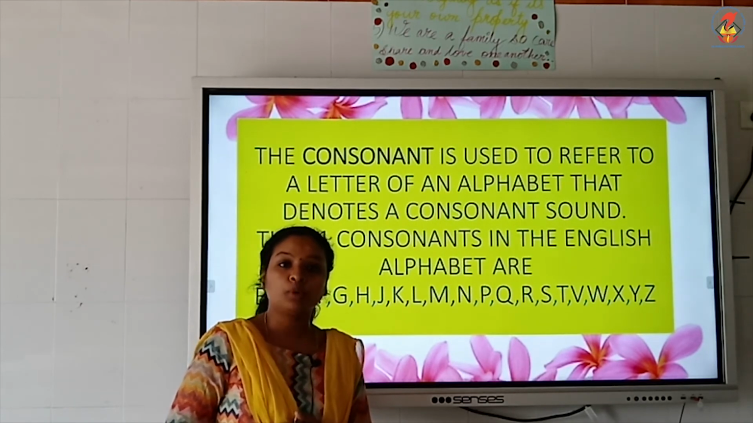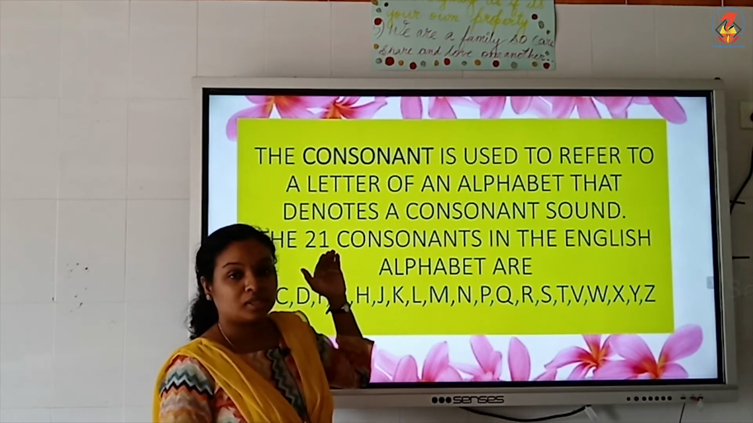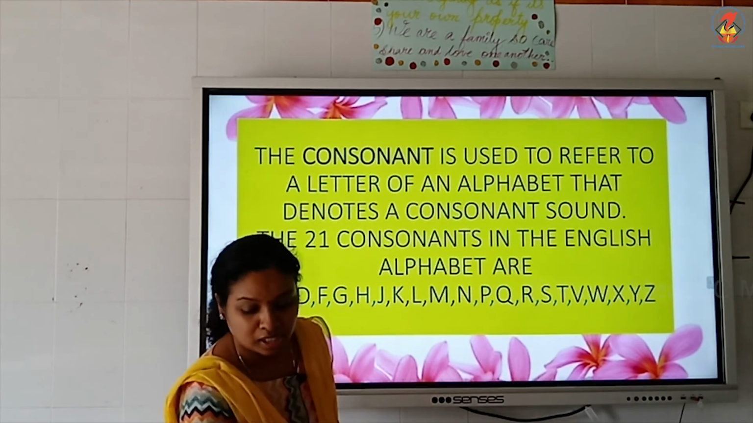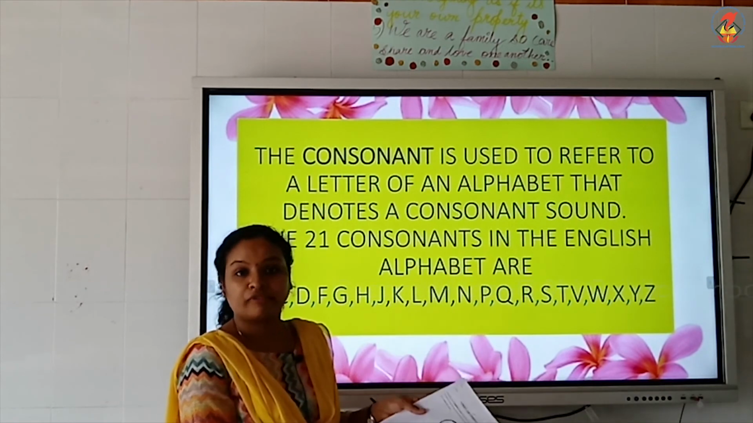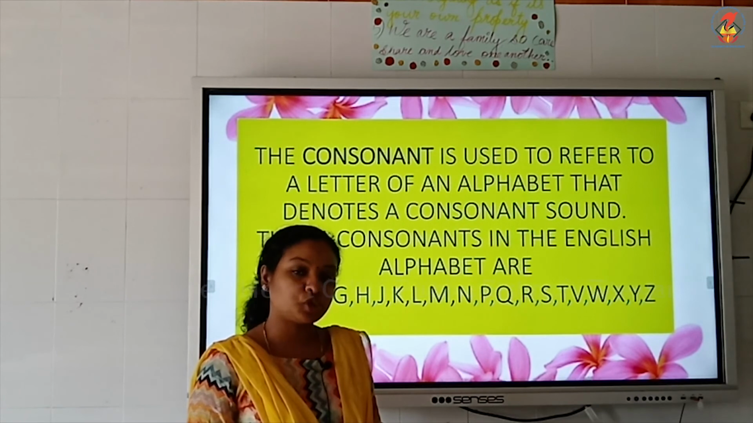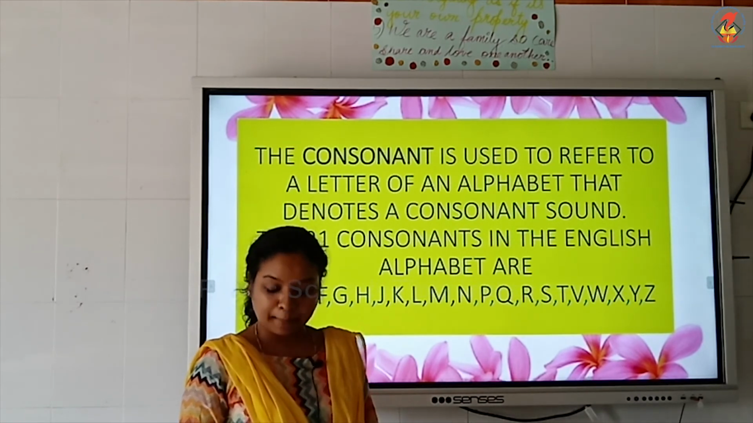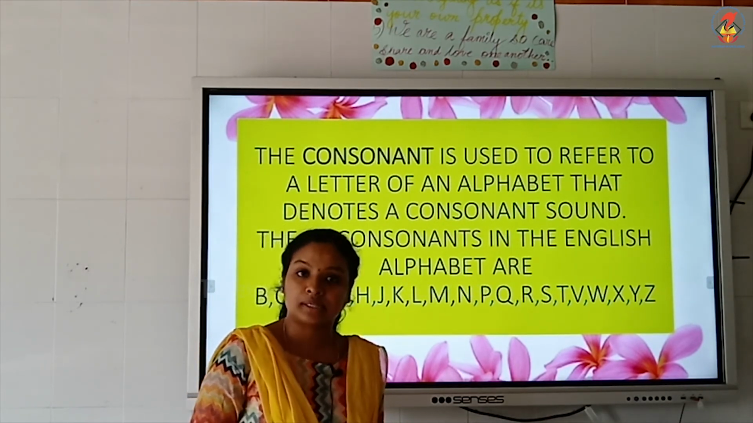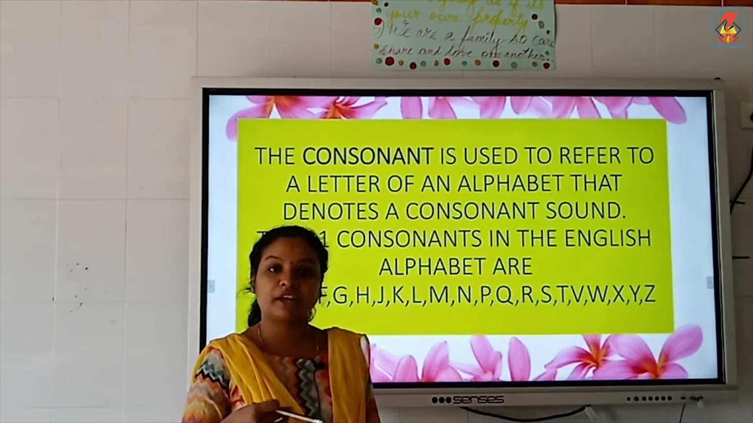Children, I hope you understood today's class. What you have to do is study these vowels and the consonant sound. And after studying this, you have to do page number 45 and 46. In page number 45, you can see a picture. You have to color the vowel letters. And in page number 46, you have to color all the consonant letters. And you have to read the definition also.